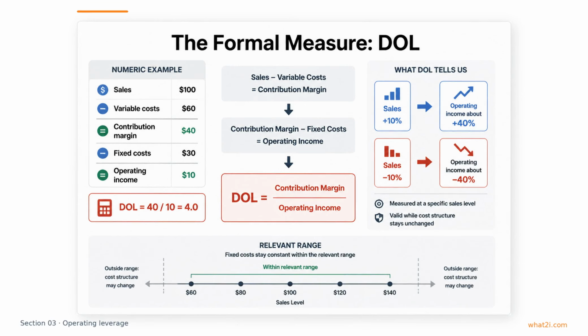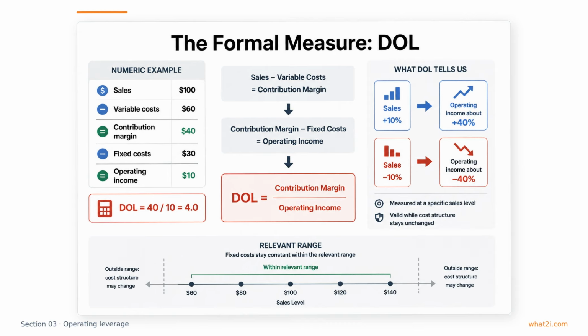The formal measure is degree of operating leverage, or DOL. It is calculated as contribution margin divided by operating income at a specific sales level. Since contribution margin equals sales minus variable costs, and operating income equals contribution margin minus fixed costs, DOL tells you how exposed earnings are to sales changes right where the firm currently stands. If DOL is 4, then a 10% change in sales implies roughly a 40% change in operating income, assuming the cost structure stays the same. That is a powerful number, but it must be interpreted carefully. It is not a permanent company trait. It changes with sales volume.